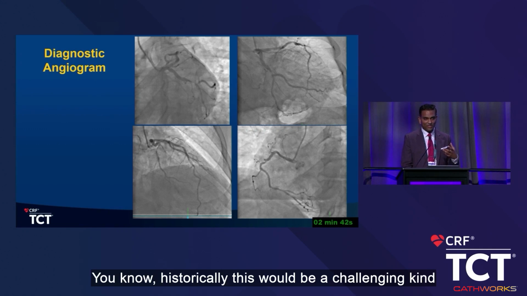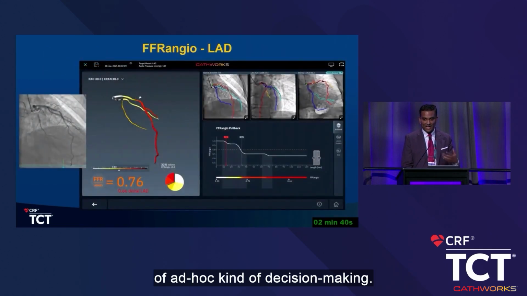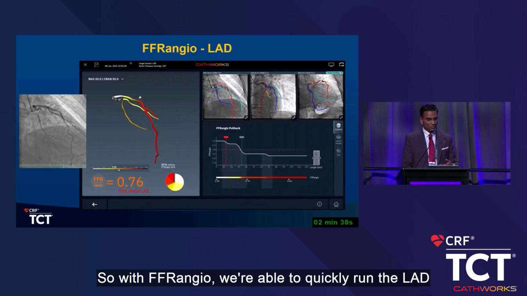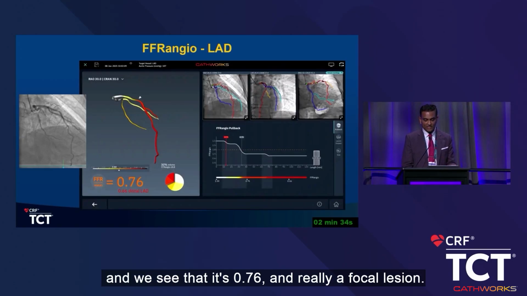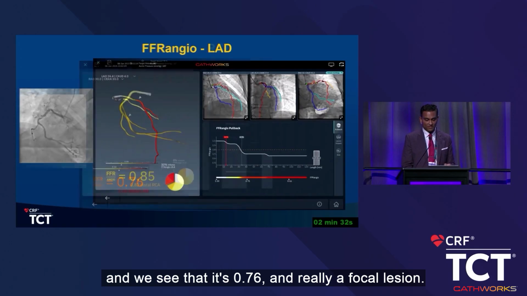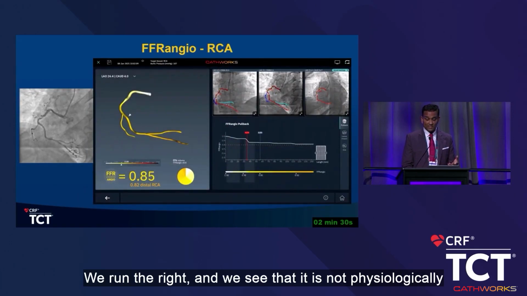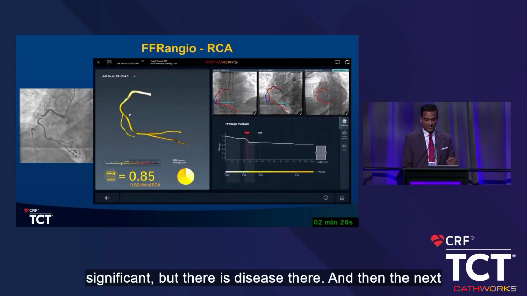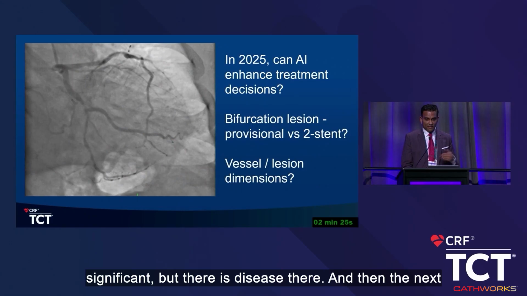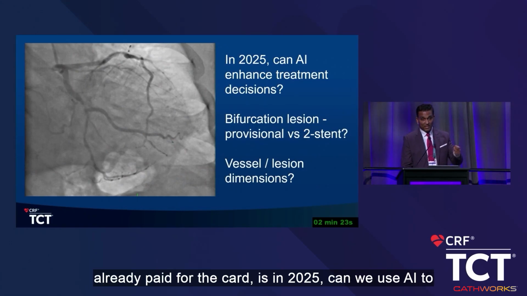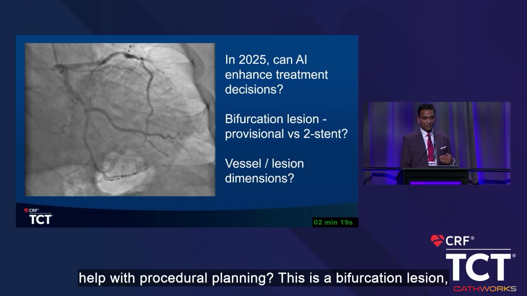And historically, this would be a challenging, kind of ad hoc decision-making. So with FFRangio, we're able to quickly run the LAD, and we see that it's 0.76 and really a focal lesion. We run the right, and we see that it's not physiologically significant, but there is disease there. And then the next question we're able to ask, because now we've already paid for the card, right, is in 2025, can we use AI to help with procedural planning?